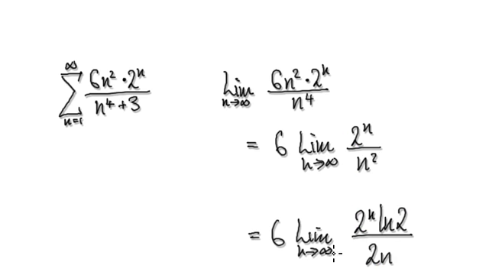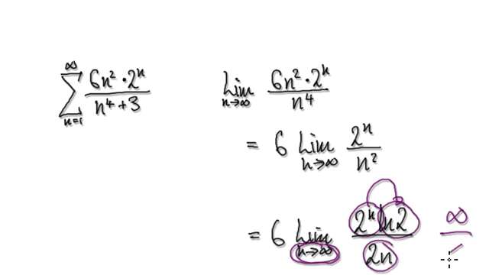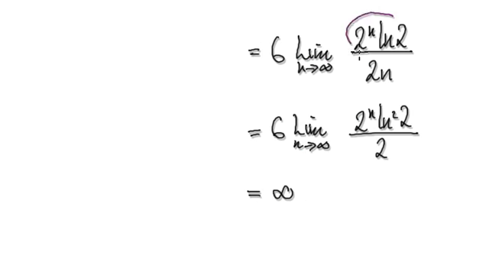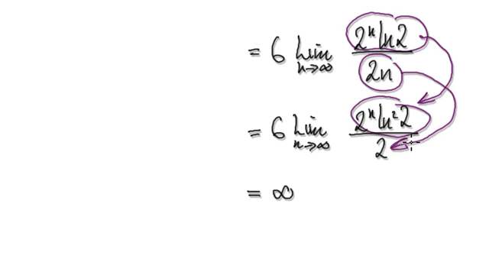So let's check it now. As n heads towards infinity, this is a constant. This is going to head towards infinity, and you times a constant, so it's going to head towards infinity. As n heads towards infinity, this will head towards infinity. So here you've got infinity over infinity, which is an indeterminate form, which means you can apply L'Hopital's rule again. Differentiate this, that will then give you this. Differentiate this, that will then give you this.